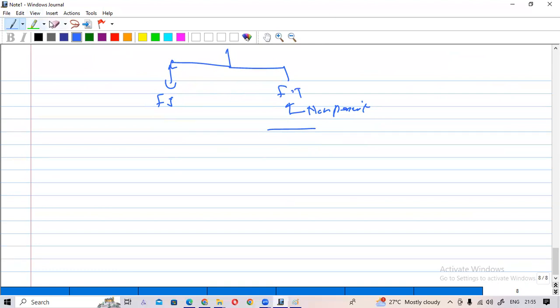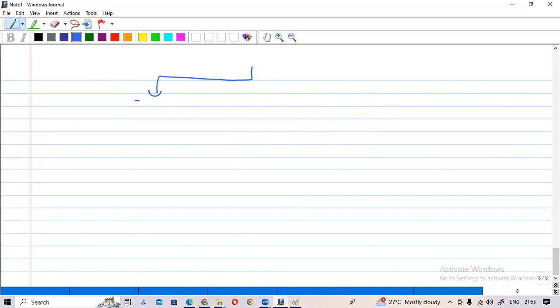So you have two things. One is Fourier series, another one is Fourier transform. Fourier series is for periodic signals. Fourier transform is for non-periodic signals. And this is Fourier analysis.